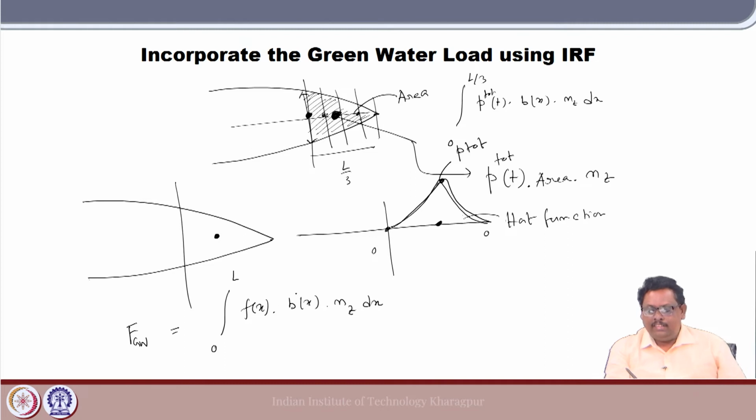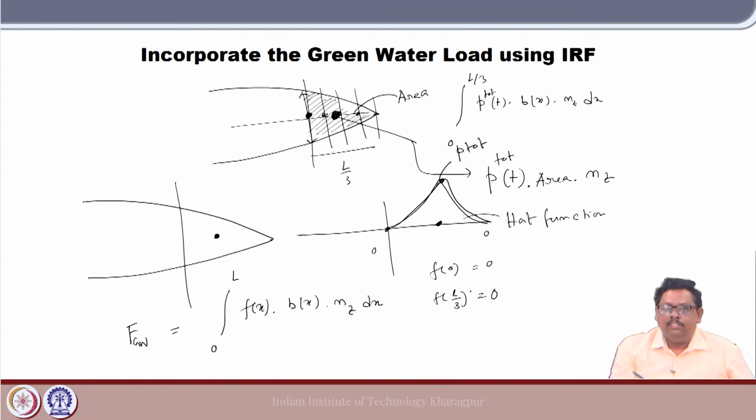Now, why is this f(x)? Here you can say that f of 0 is equal to 0. Now, f of L by 3 is equal to 0, and then f at x_p is equal to the total pressure.